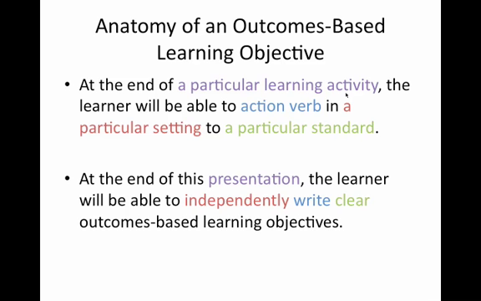As a final activity, I thought we'd have a quick look at the anatomy of an outcomes-based learning objective. At the end of a particular learning activity, whatever that learning activity might be, a case, a lecture, a lab, or even an entire unit, the learner will be able to do something. And so we need to choose an appropriate action verb as described in Bloom's taxonomy. So the learner will be able to do this in a particular setting, whatever that setting might be, and to a particular standard or degree.